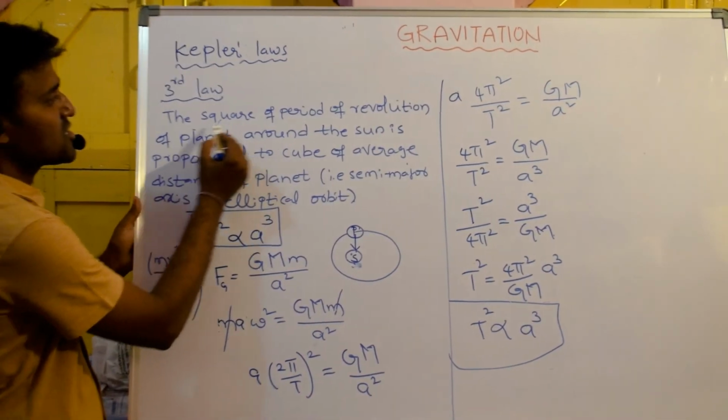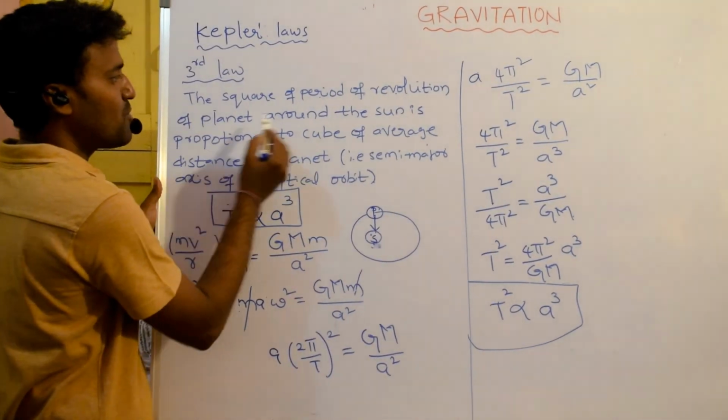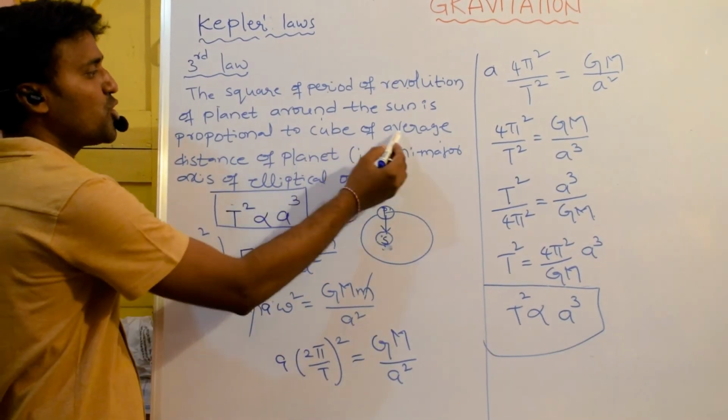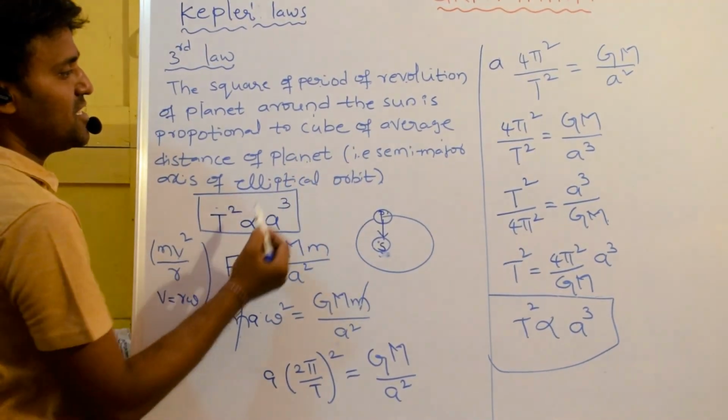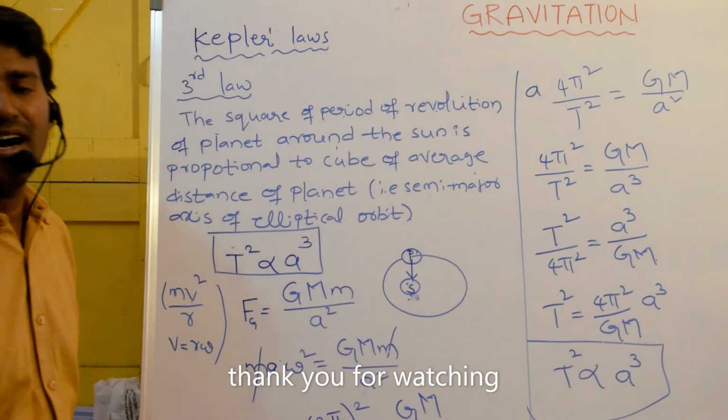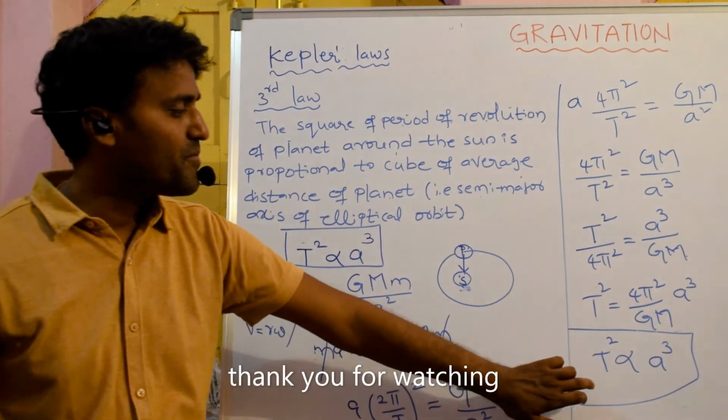According to the definition, the square of the time period of revolution of the planet around the sun is proportional to the cube of the average distance of the planet, otherwise the semi-major axis of the elliptical orbit. This is the equation.